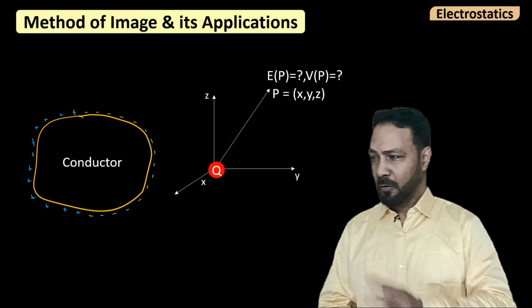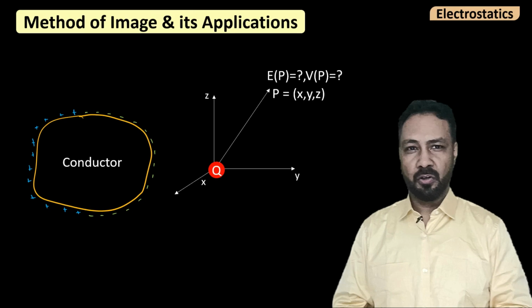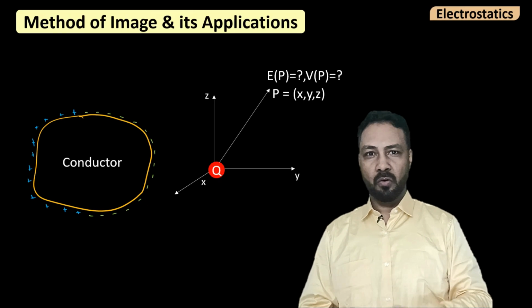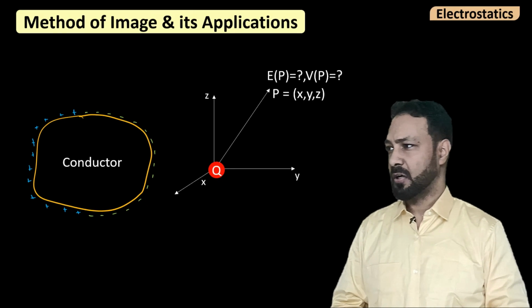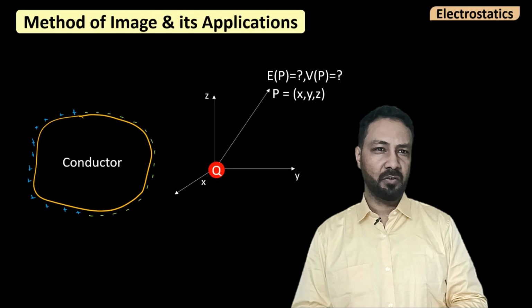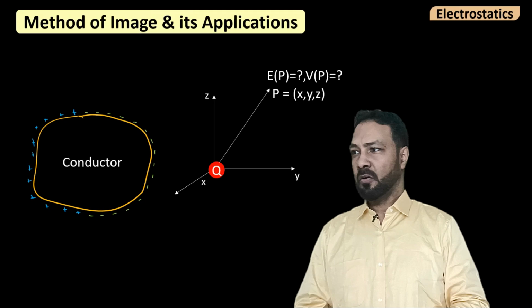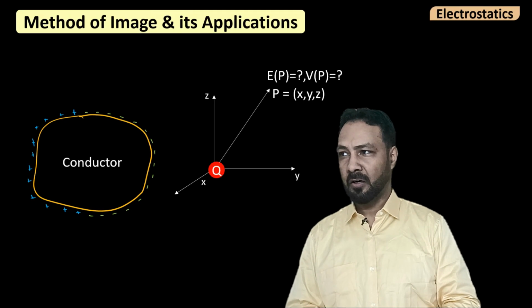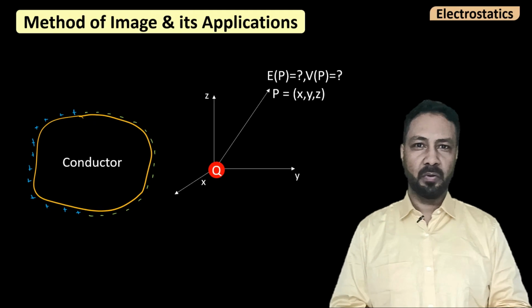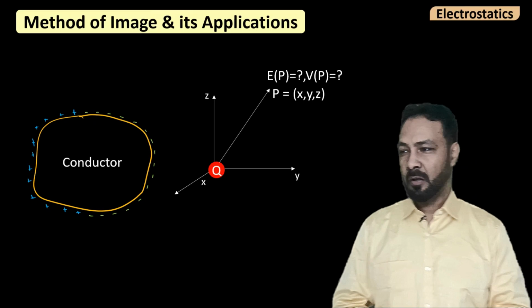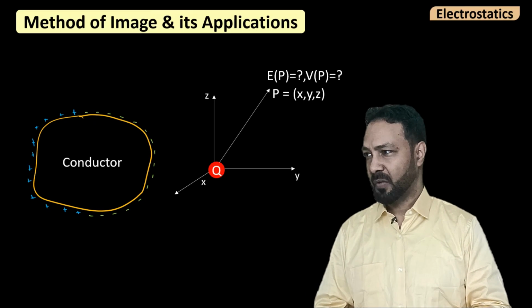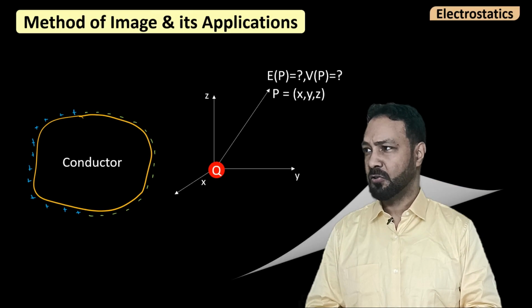So I have no idea how charges are distributing at the surface of the conductor. It could be simple, it could be very complicated. So now to find electric field and potential at point P is a very tough job. But fortunately there is a way, and that way is the uniqueness theorem.